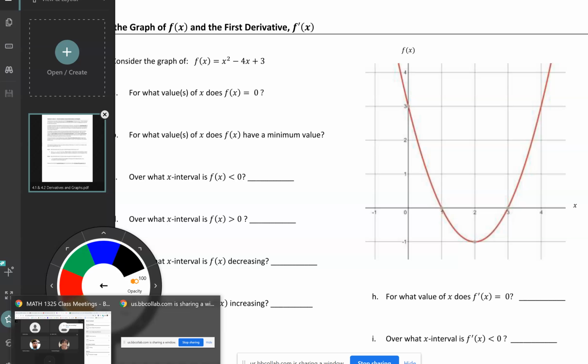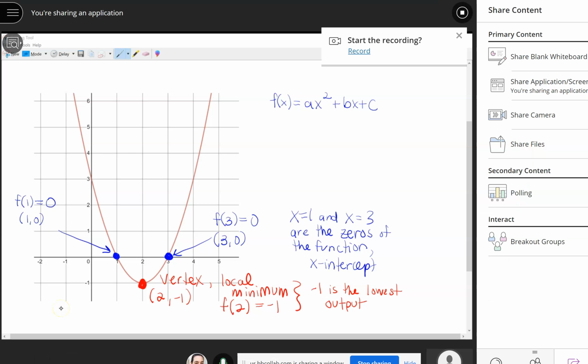So these are the notes. Let me make sure they're sharing. Okay, it is not sharing. Give me 1 second.